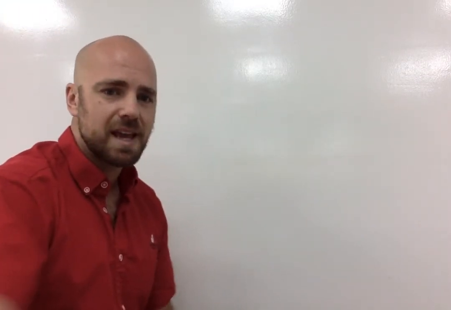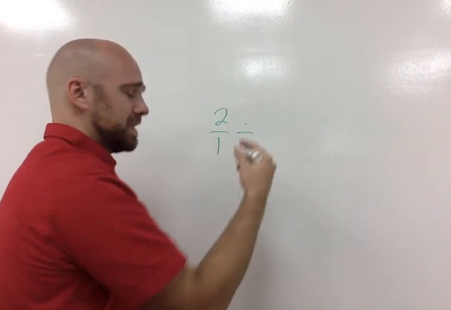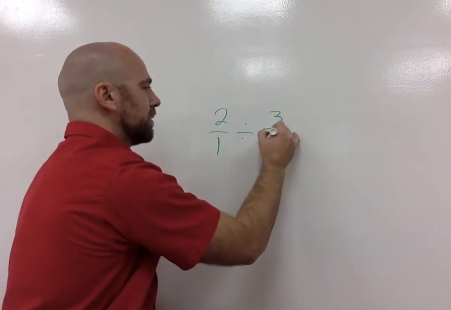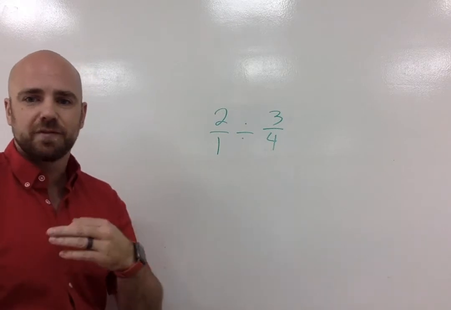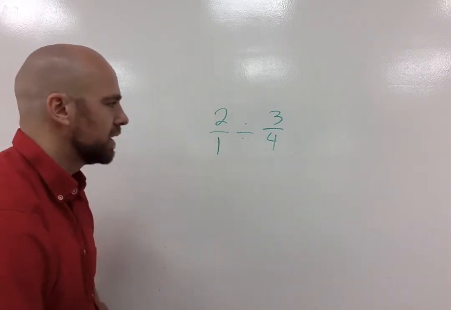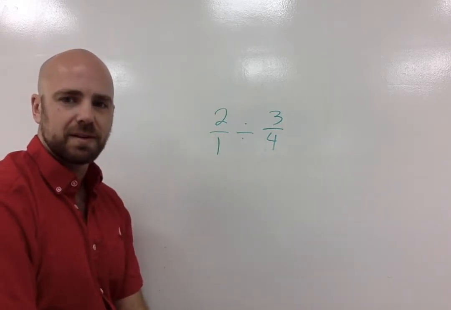Let's use that same question, okay? So we have 2 over 1, which is the same as 2, but just so you can see it as a fraction, divided by 3 over 4. Like I said, it's the inverse. So the inverse is technically kind of the opposite direction. But what it also means is when we're talking about fractions, we can actually flip it, okay?